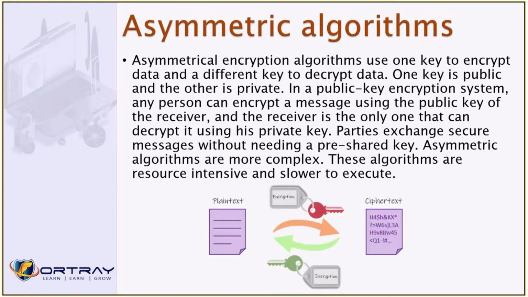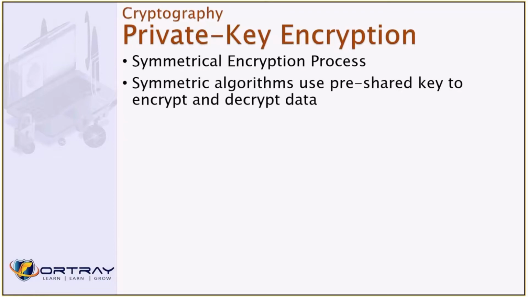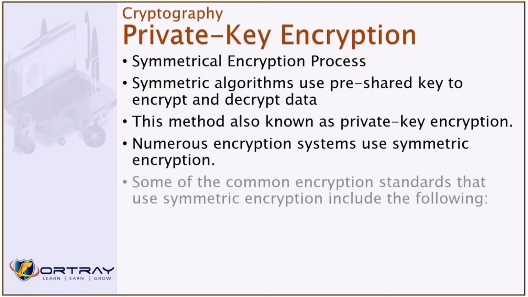Because the private key will never be shared. We don't share any information about the private key. Okay? So that's the difference you need to know. Private key encryption is the symmetric process. The asymmetric process uses a private key; that method is also known as private key encryption.